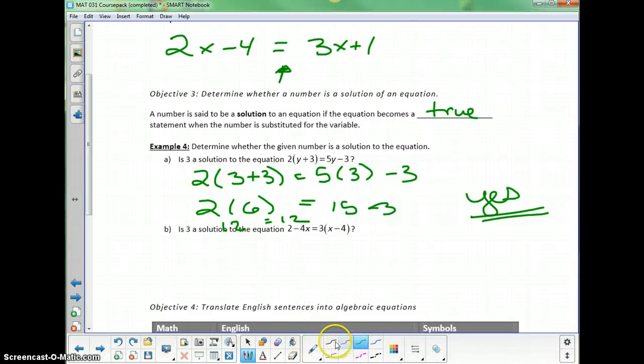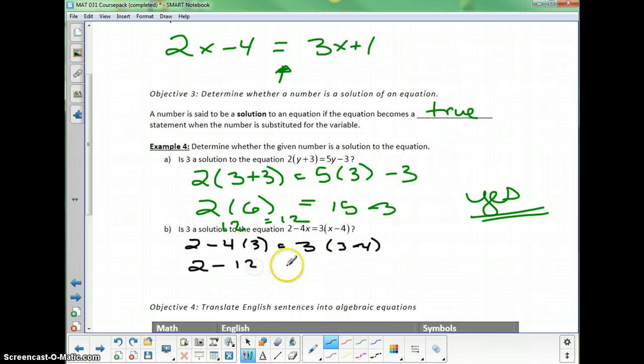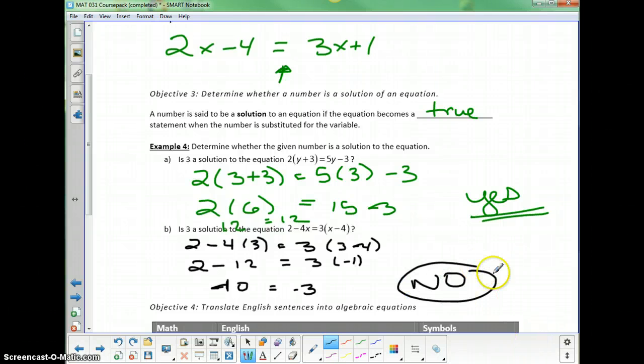Okay, let me see if I can write a little bit smaller here on this next one. Is 3, again, a solution to this other equation? So let's try 2 times 4 minus 3. Is that equal to 3 times 3 minus 4? Okay, so we've got 2 minus 4 times 3 is 12. I want to know, is that equal to 3 times negative 1? 3 minus 4 is negative 1. So right here I've got negative 10. 2 minus 12 is negative 10. Equals 3 times negative 1 is negative 3. Those are not equal, so the answer is no. 3 is not the solution to that equation.